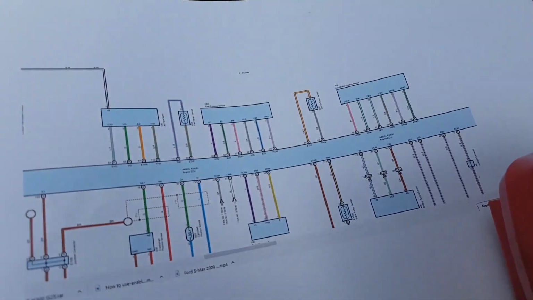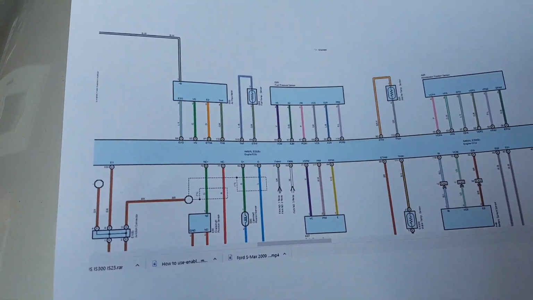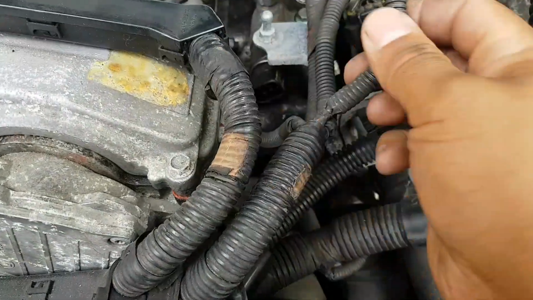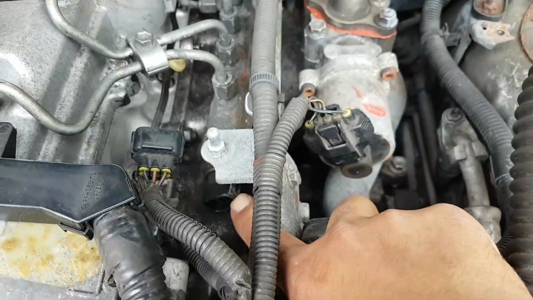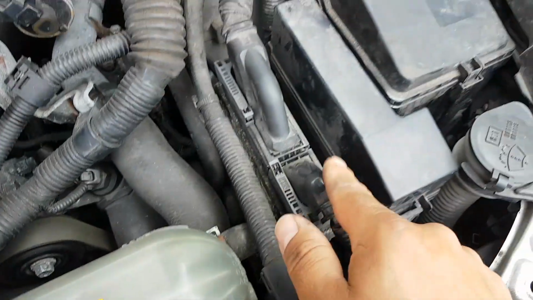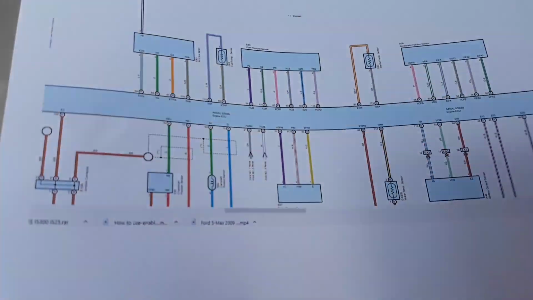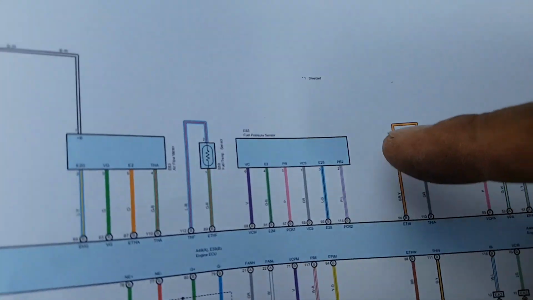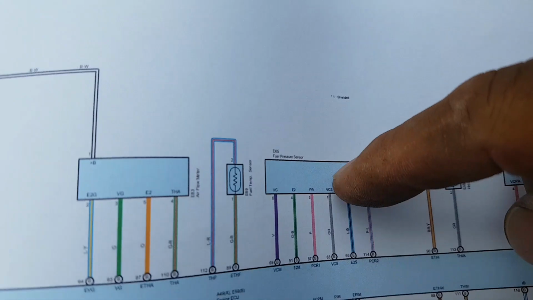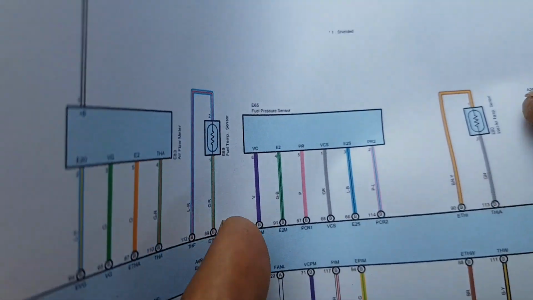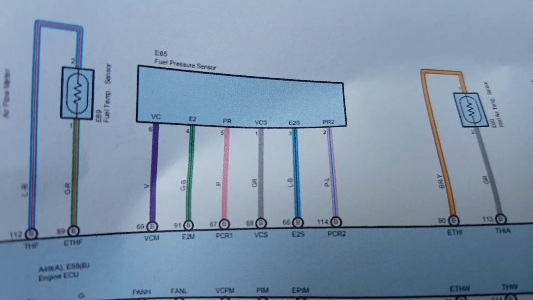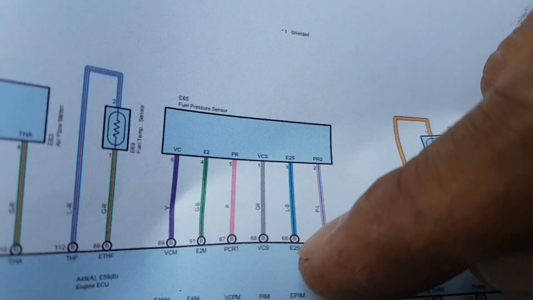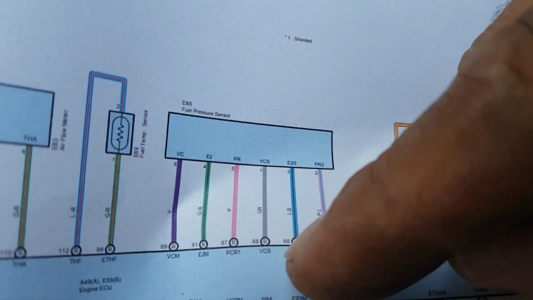Okay, I'm not really sure where I stopped on the last clip, but my next step is gonna be checking my wiring from my sensor here all the way back to the ECU. And this is my accelerator pedal, fuel pressure sensor component, E65. Here it is, my pinouts. Okay, and a good thing with these wiring diagrams is that it actually tells you what each wire does.